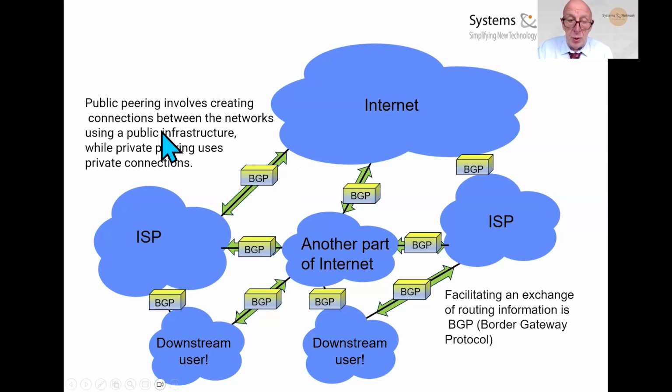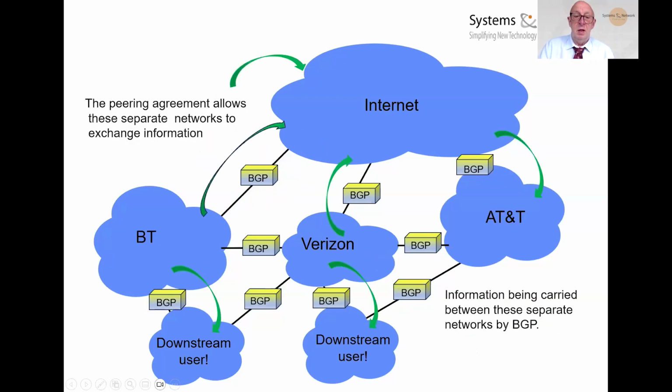Public peering involves creating connections between the networks using the public infrastructure. Yeah, so it's an IXP. While private peering uses private connections. Okay, and we still have BGP doing its bits and pieces down here. Absolutely. The peering agreements here allow these separate networks to exchange information. So you can see we've got multiple connections going on. Absolutely right. I've dropped a few names in here, and still this info is being carried between these separate networks via BGP.